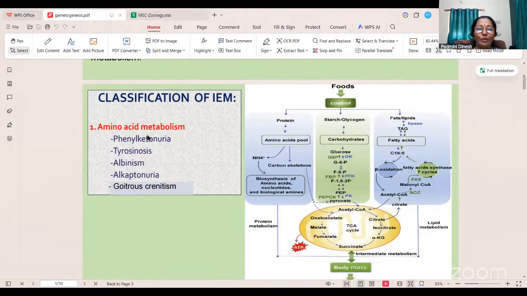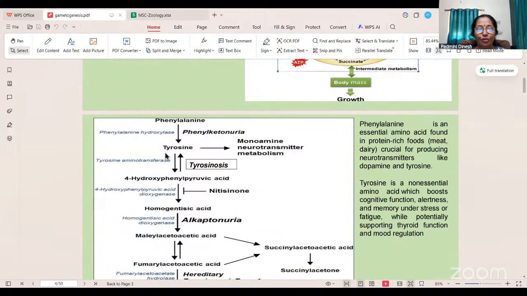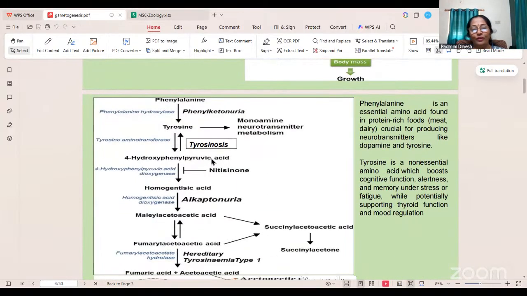So when there is a problem in this amino acid metabolism, then the child can be having these different types of inborn errors of metabolism, that is phenylketonuria, tyrosinosis, albinism, alkaptonuria, and goitrous rheumatism. So what are these? We'll be talking about them one by one. Okay, now coming to phenylalanine.